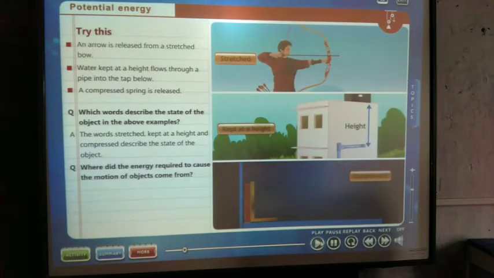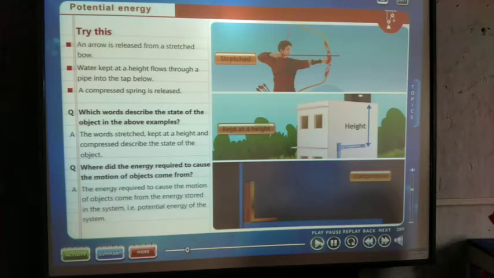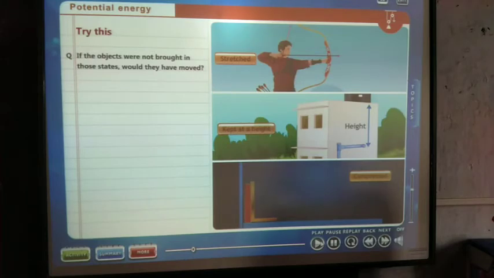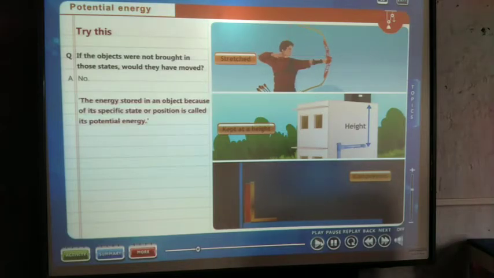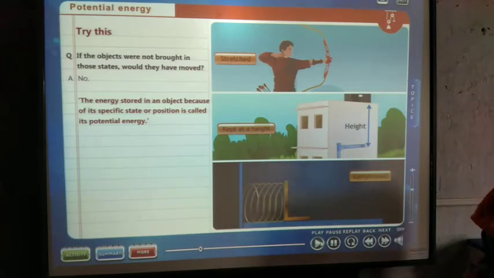Where did the energy required to cause the motion of objects come from? The energy required to cause the motion of objects comes from the energy stored in the system, that is the potential energy of the system. If the objects were not brought in those states, would they have moved? No. Why so? The energy stored in an object because of its specific state or position is called its potential energy.